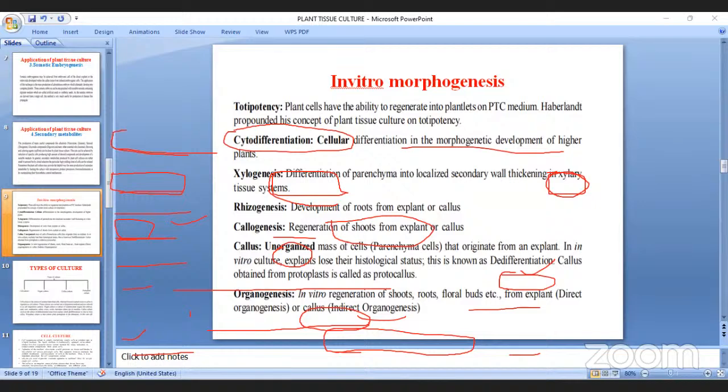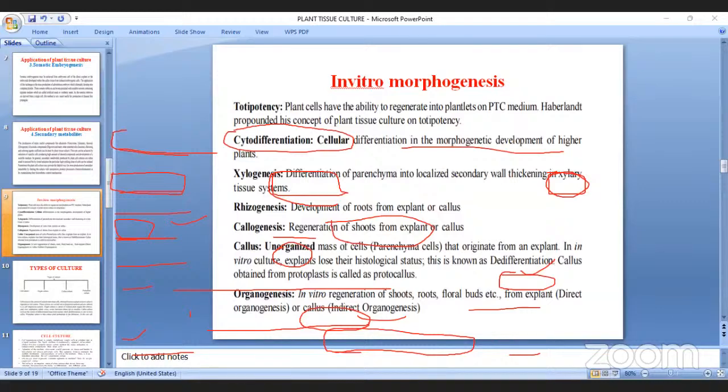The zygote further develops into an embryo. But rather than that process, here somatic cells are selected from the embryonic cells. Here the plant embryonic cells act as an explant, and after culturing, this develops into an embryo. This is called a somatic embryo. So these are some morphogenesis terminology.